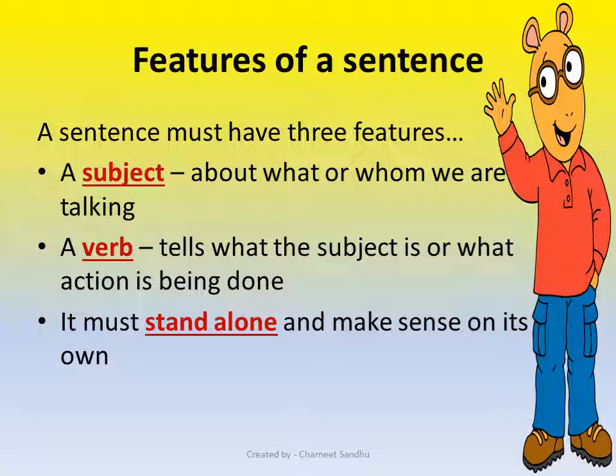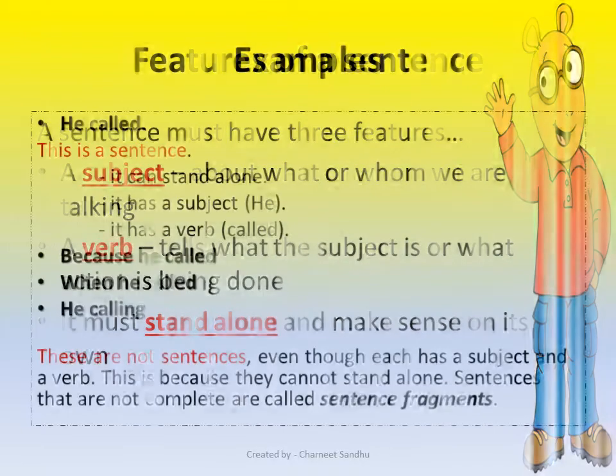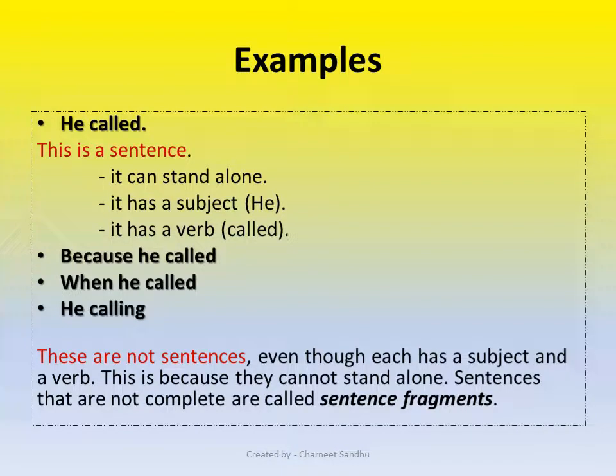Of course, most sentences we speak of or write have more than just a subject and verb, but to be complete, a sentence must have at least a subject and a verb and should be able to stand alone. Let us look at a few examples to understand this better.